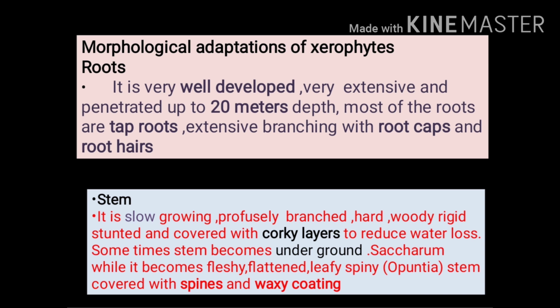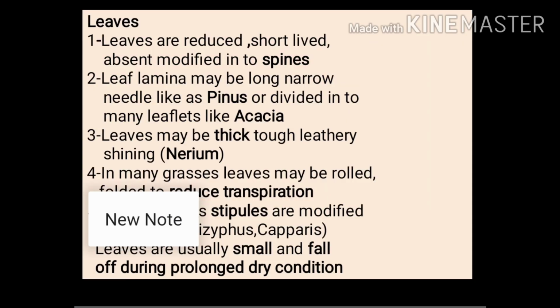In the stem, it is slow-growing, profusely branched, hard, woody, rigid, stunted, and covered with a corky layer to reduce water loss. Sometimes the stem becomes underground, as in Saccharum, while it becomes fleshy, flattened, leafy, and spiny in Opuntia. The stem is covered with spines and a waxy coating.